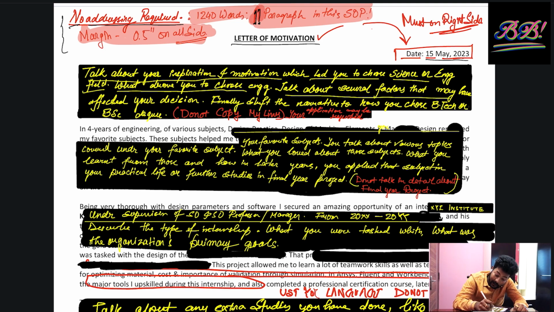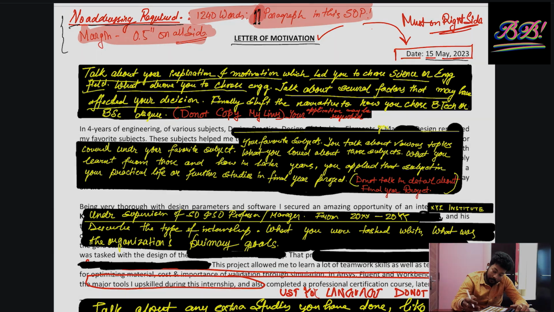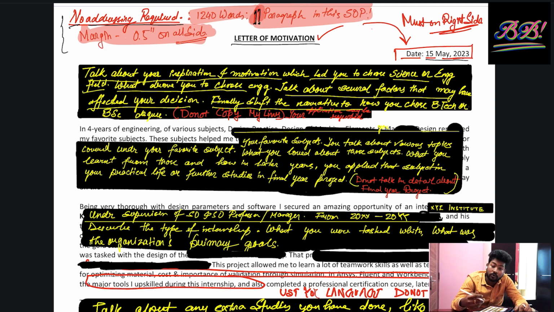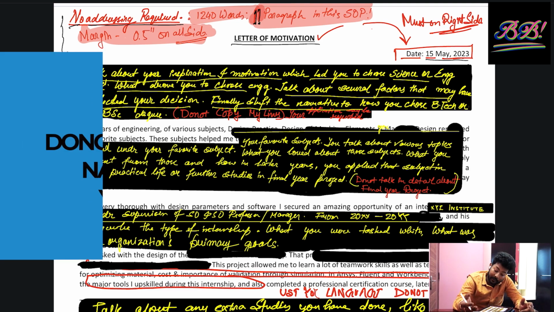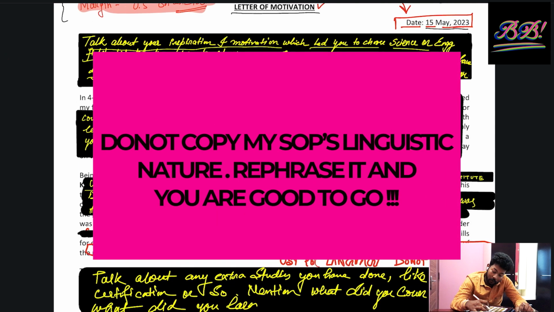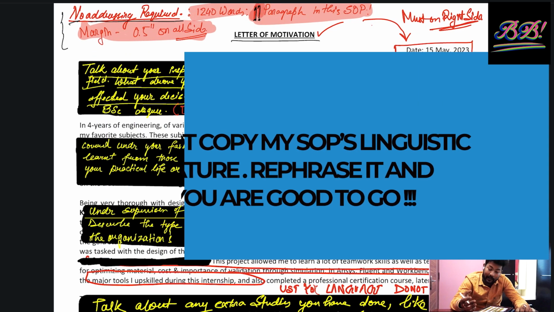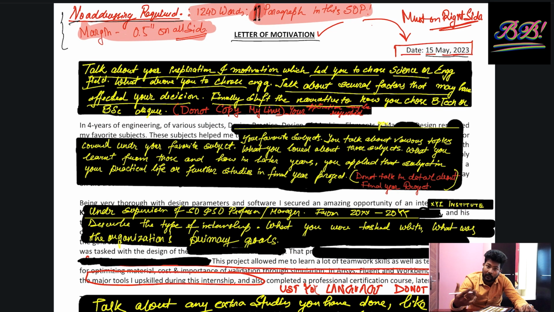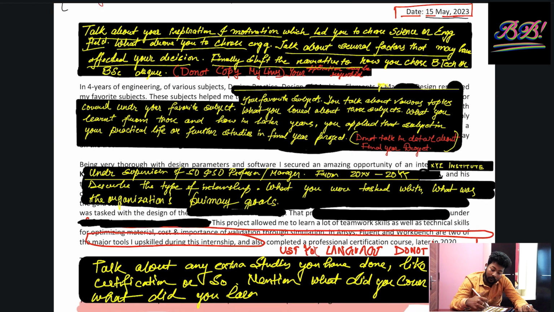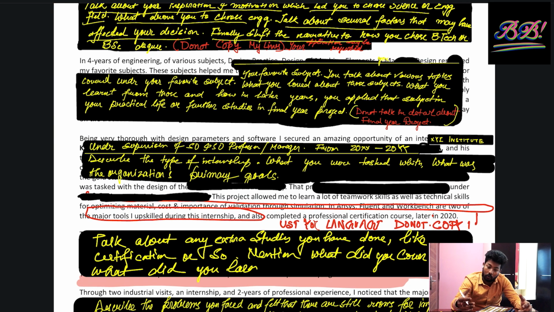Talk about the several factors that may have affected your decision. It may be some love for mechanical engineering, it may be some love for electrical engineering. Someone in your family worked very well in a particular field, and fascinated by their work, you chose to study in this particular field. Finally, then shift to the narrative of how you chose a Bachelor of Technology or BSc degree. Whatever I am producing here, do not copy line to line, because it may harm your application. Just rephrase whatever you are seeing and project it in your own fashion.